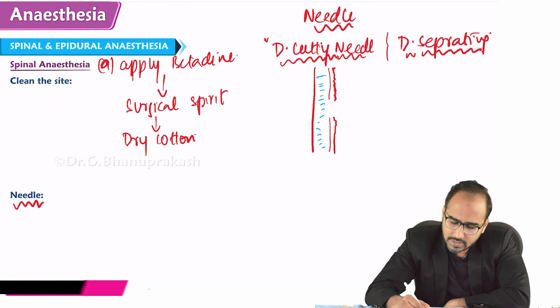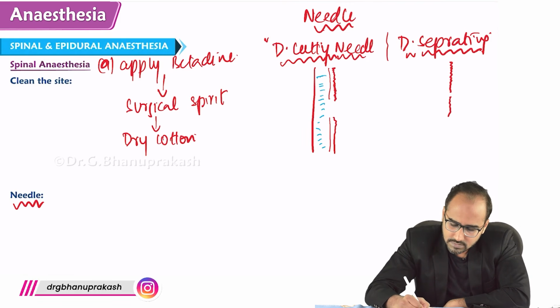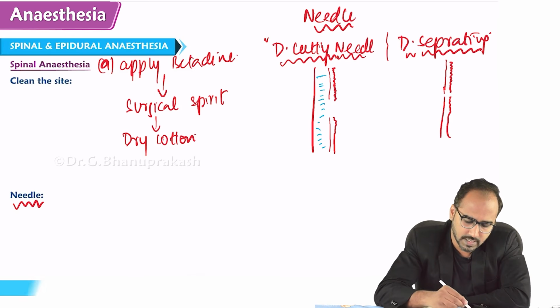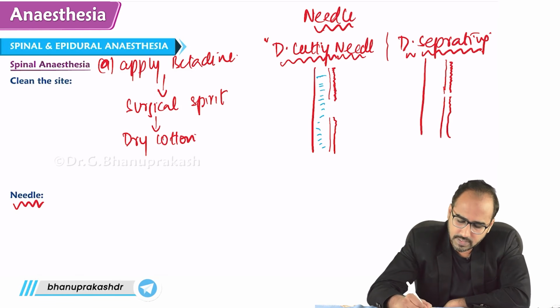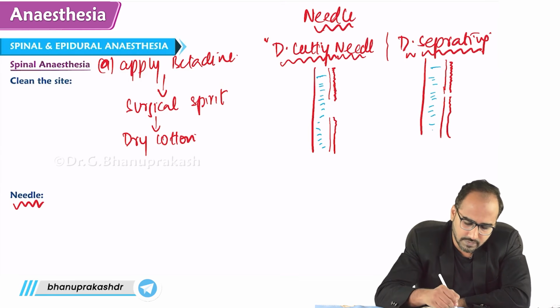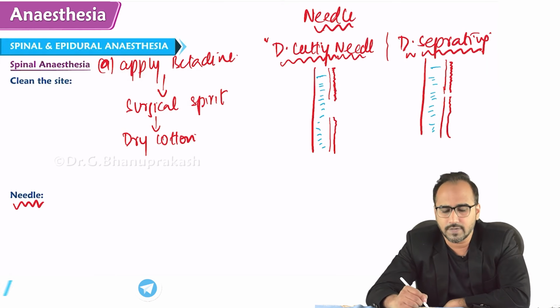In the next thing, just look over here. Again, this is the dura, right? Beneath the dura is the arachnoid, and beneath the arachnoid is what guys? Subarachnoid space. Again guys, in subarachnoid space, what do you have? CSF, right? So the question was what needle are we using?